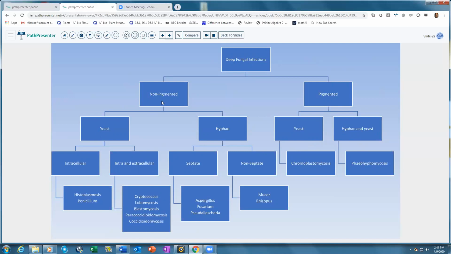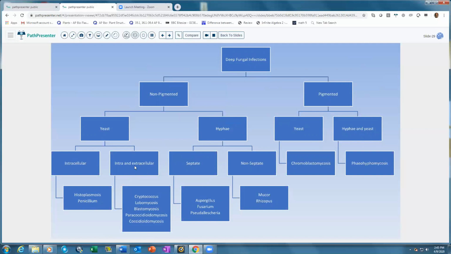In the non-pigmented form, it can be only yeast, which are the more common ones that we see. And this yeast can be intracellular only, or it could be intra and extracellular. For the intracellular only, the more important one is histoplasmosis, which is the more common one. But the other one that we need to remember when we are talking about deep fungal infections is also Penicillium.